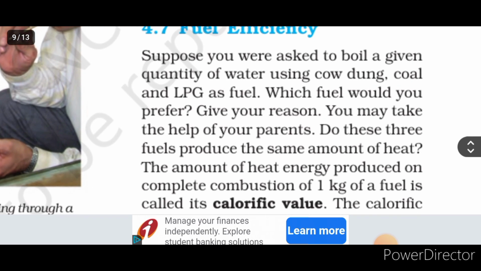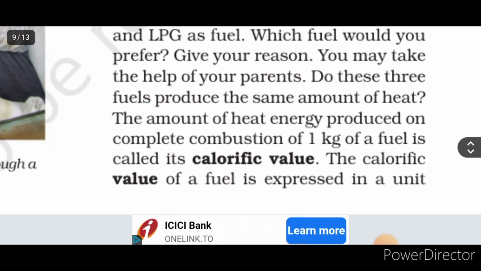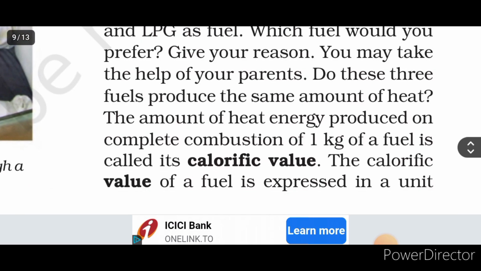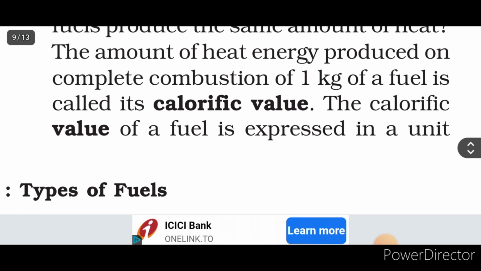Fuel efficiency. Suppose you were asked to boil a given quantity of water using cow dung, coal, and LPG as fuel. Which fuel would you prefer? Give your reason. You may take the help of your parents. Do these three fuels produce the same amount of heat? The amount of heat energy produced on complete combustion of 1 kg of a fuel is called its calorific value.